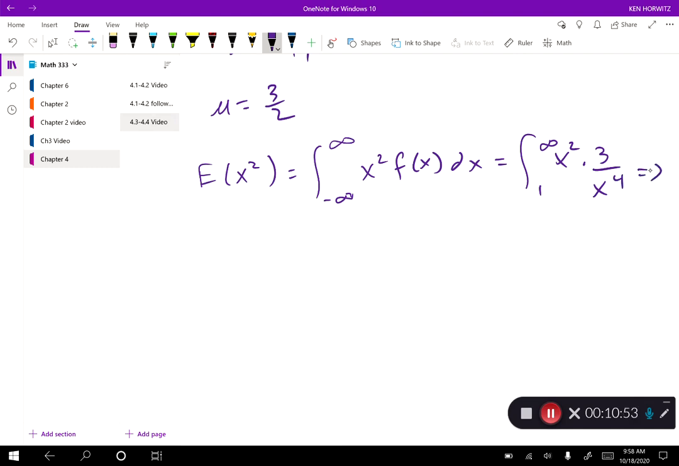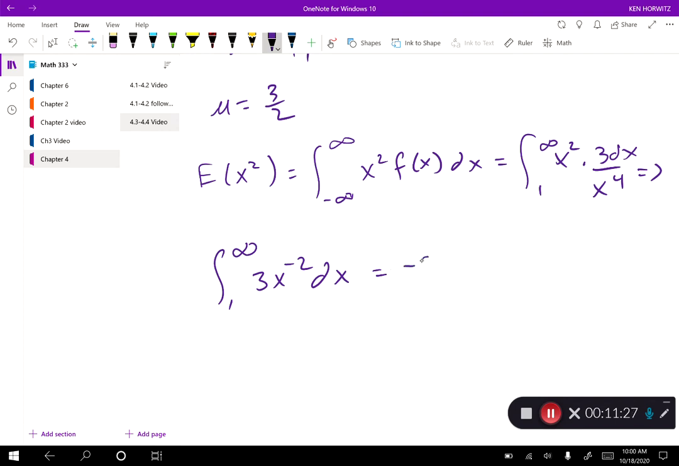And now I want to simplify. So that's the integral from 1 to infinity of 3x to the negative 2 dx. There should have been a dx up here; I'll just squeeze that in. All right, at this point, I want you to execute your integral, and we'll talk about the answer on the back end.